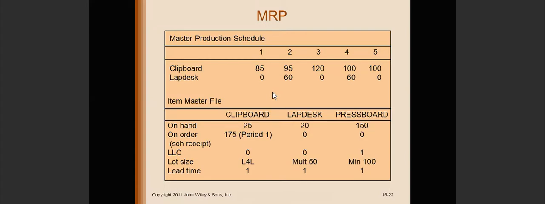Here, we have a master production schedule for the clipboard and lab desk. The item master file provides information about the on-hand inventory, the scheduled receipt, the lot sizing technique used in the MRP for the clipboard and lab desk, and the lead time for the clipboard, lab desk, and press board.